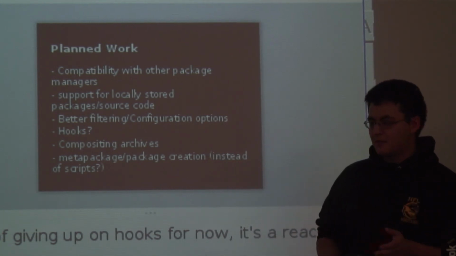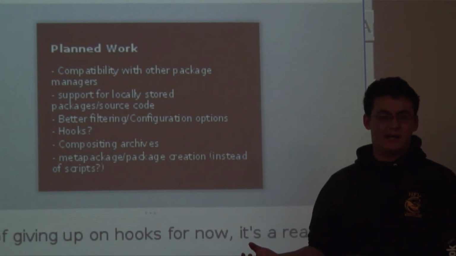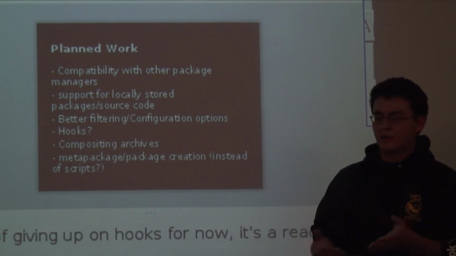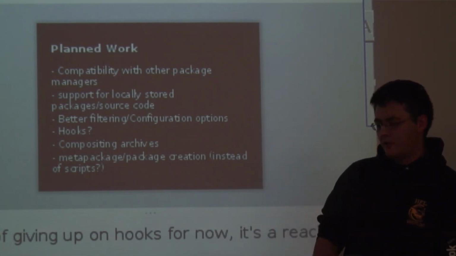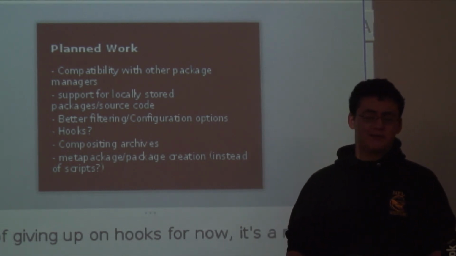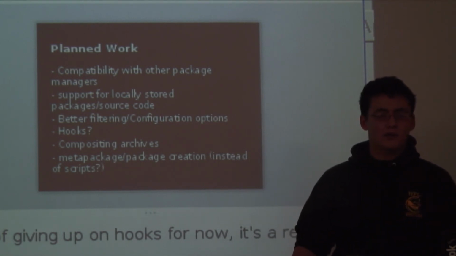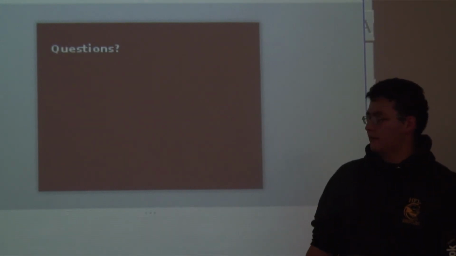Something that I thought might be useful is compositing archives together, so you have two of them and you say, take the configs from this one and the package listing from this one and make a new archive. And eventually maybe getting it to create meta packages, so instead of having a script that unpacks it for you or having the program unpack it for you, it generates a meta package which you can install, which will make it nice and tidy.